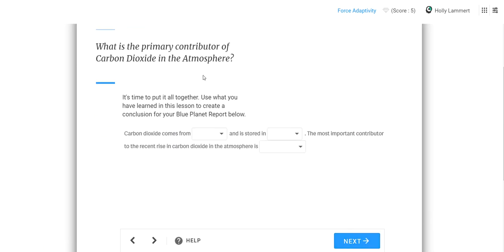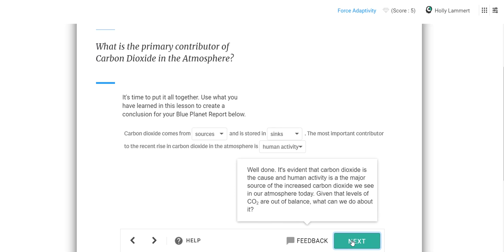Putting it all together. All right, let's go ahead and summarize it all up. Carbon dioxide comes from sources and is stored in sinks. The most important contributor is wild animals. Nope, probably human activity. All right, well done. It's evident that carbon dioxide is the cause and human activity is the major source of the increased carbon dioxide we see in our atmosphere today.